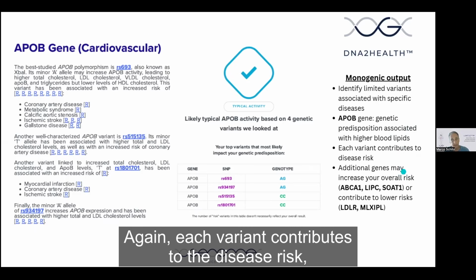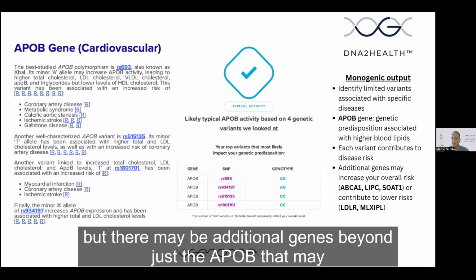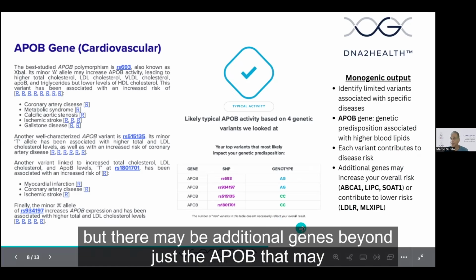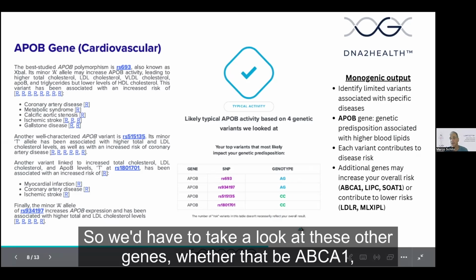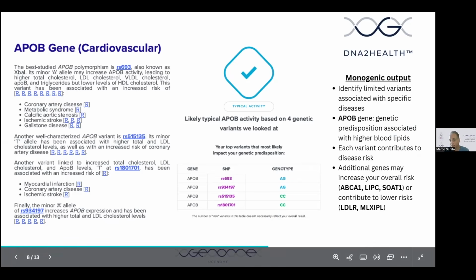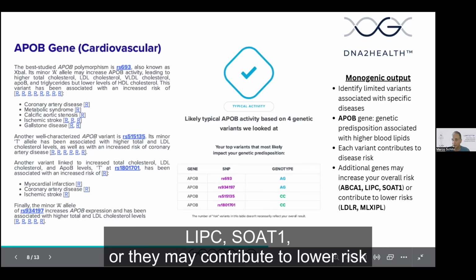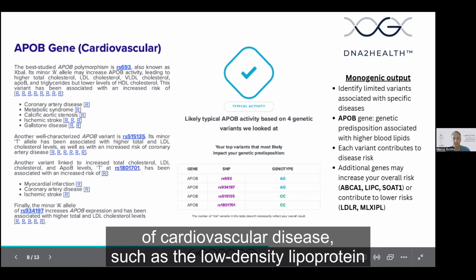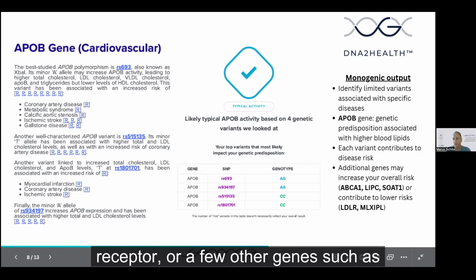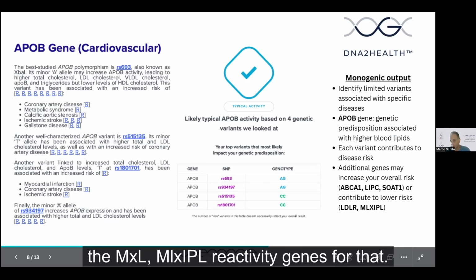Again, each variant contributes to the disease risks, but there may be additional genes beyond just the ApoB that may increase or decrease it. So we'd have to take a look at these other genes, whether that be ABCA1, LIPC, SOT1, or they may contribute to lower risk of cardiovascular disease, such as the low density lipoprotein receptor, or a few other genes such as the MLX, IPL reactivity genes for that.